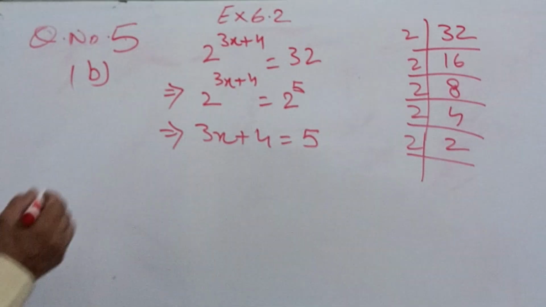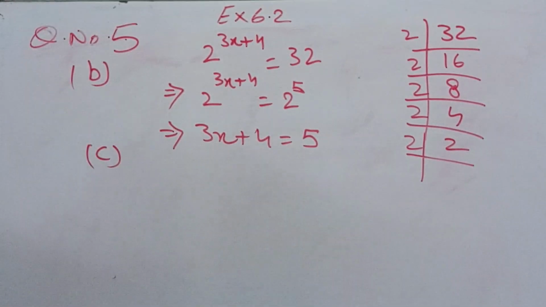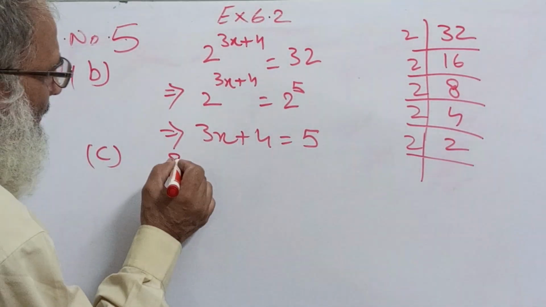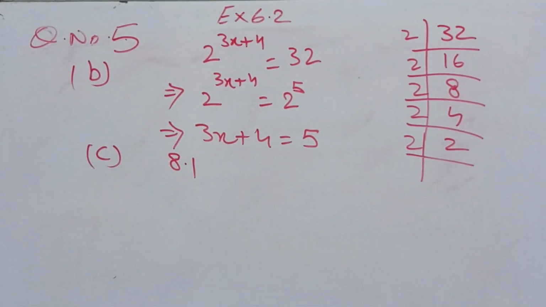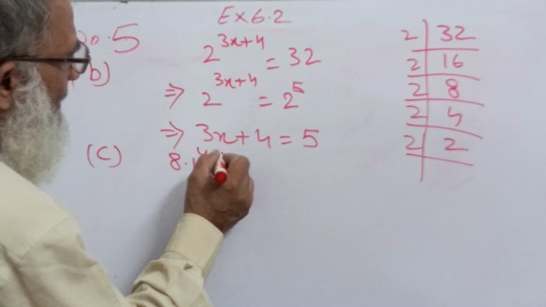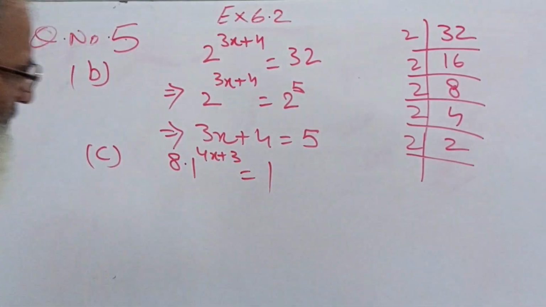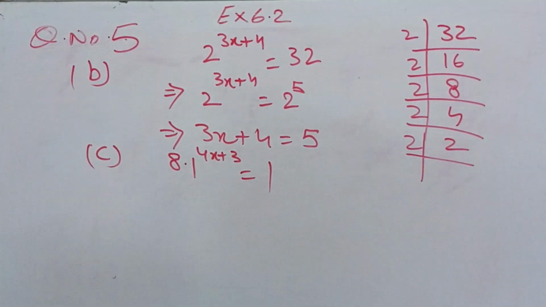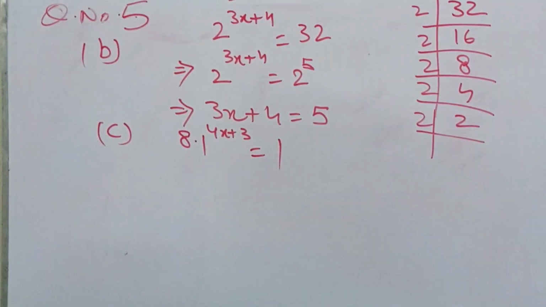Okay, part C. Part C is 8.1 raised to power 4x plus 3, and 4x plus 3 is equal to 1. How will you make the basis same? Well, my dear students, this is a tricky question now.